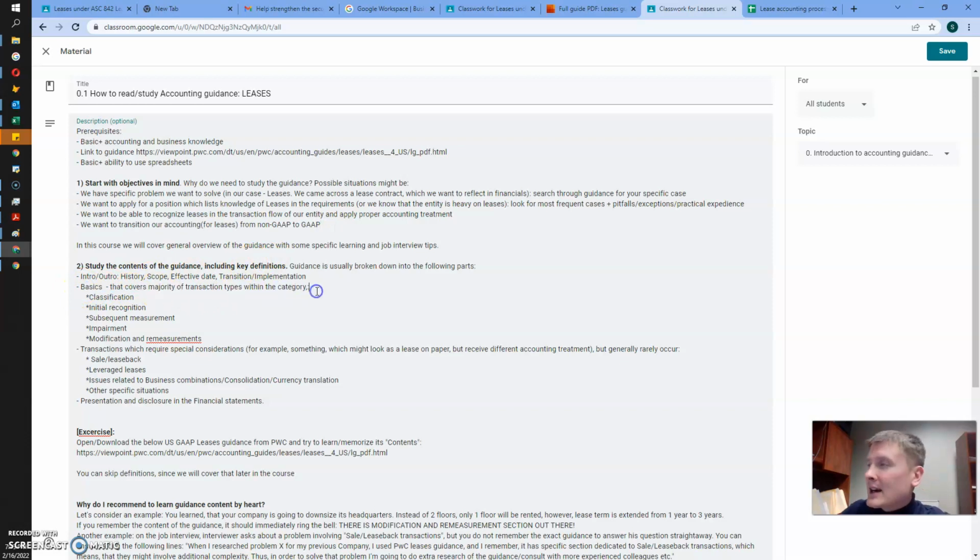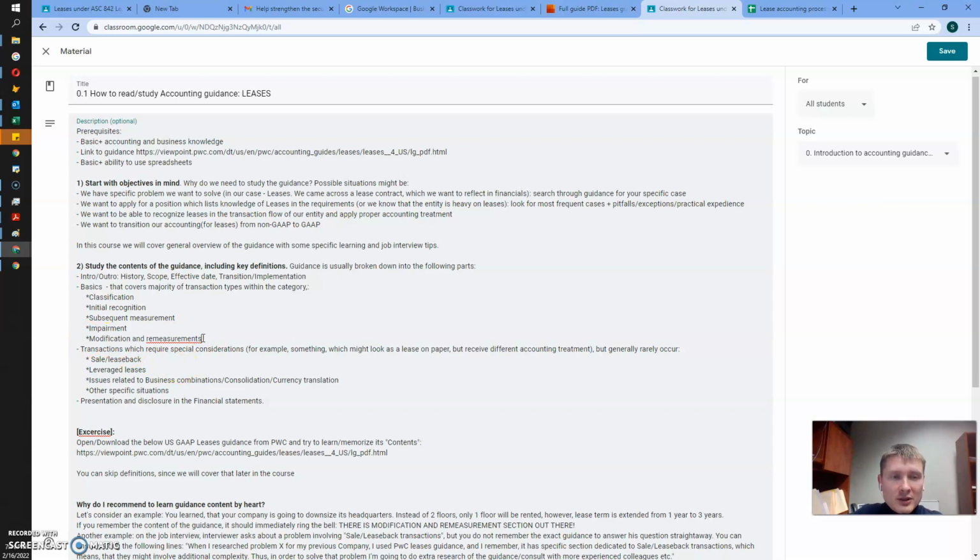Then we have basic accounting stuff. What do we usually learn from basic? We usually learn the classification of leases, initial recognition, subsequent measurements. So basically, how many different types of leases are there? What is the double entry when we first enter into the lease agreement? After we enter, what entries do we have to do monthly in order to keep up with the leases? That's subsequent measurement. Impairment: do we need to measure our lease assets for impairment?